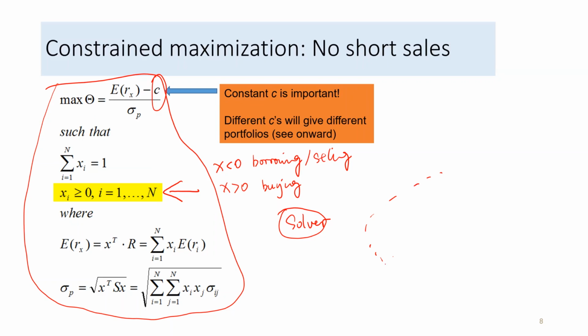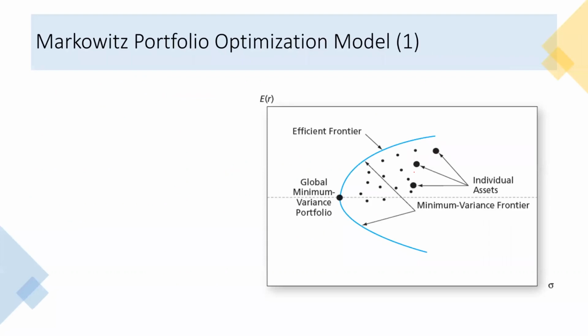Now, we can manually use Solver to calculate one envelope portfolio, but we don't want to do it 100 times, 50 times, just manually. So you can use the VBA code provided in this class, and you can solve the efficient frontier by just one click. Then we can put everything together and summarize what the Markowitz portfolio optimization model says.